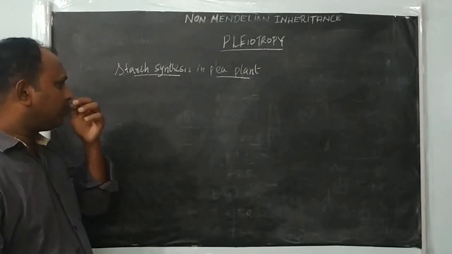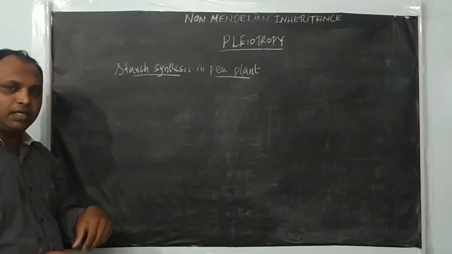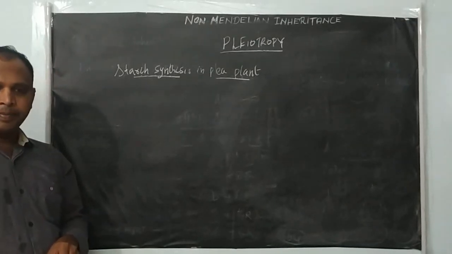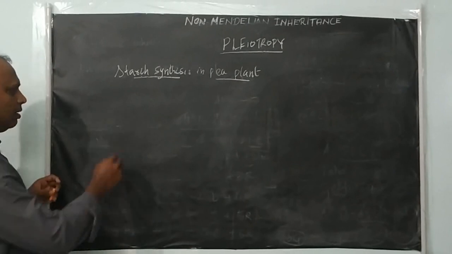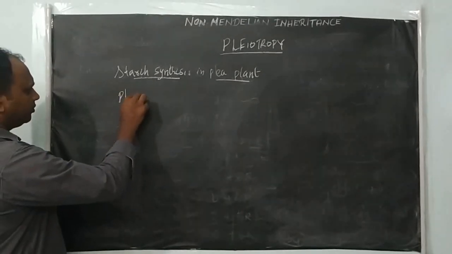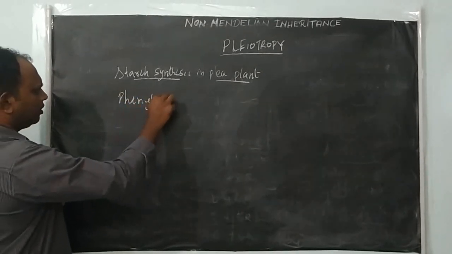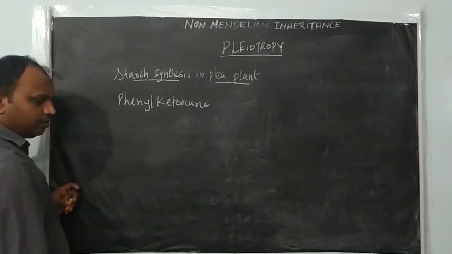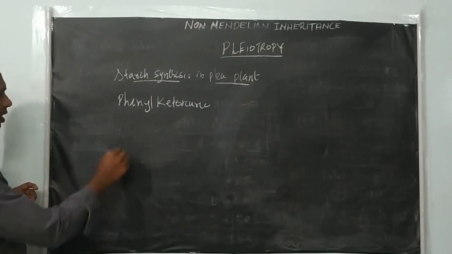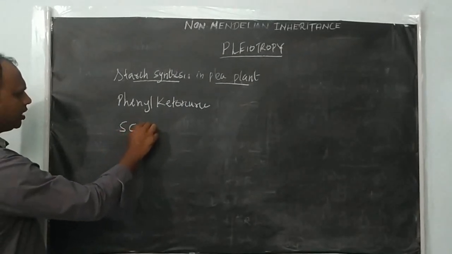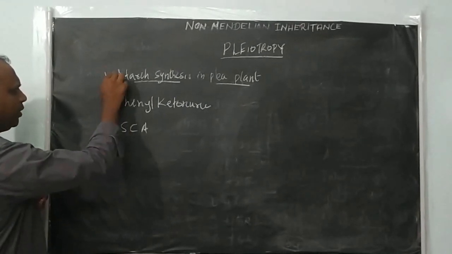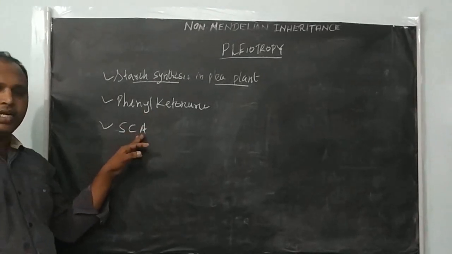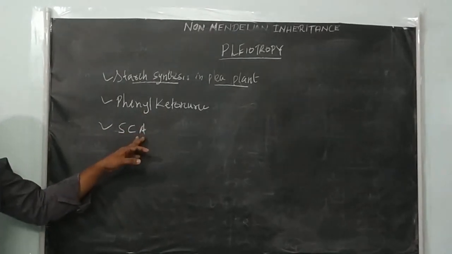For this, we will see some examples. Starch synthesis in pea plant is a very good example of a pleiotropic gene. Another example is phenylketonuria. And another example is sickle cell anemia, which is also an example of a pleiotropic effect. Phenylketonuria and sickle cell anemia are genetic diseases.